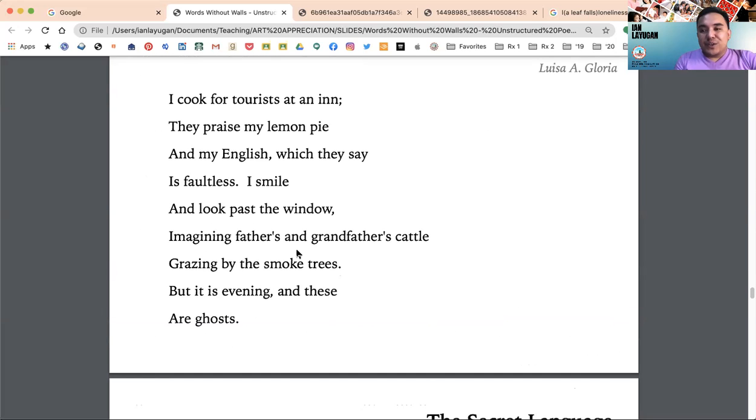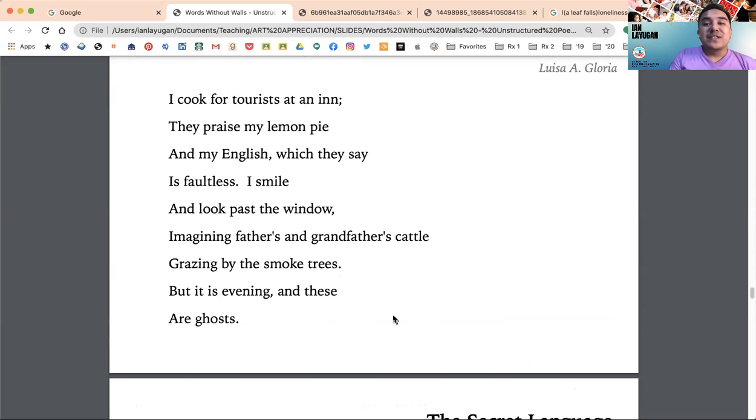So right now, what is she doing? 50 years later, she is cooking for tourists at an inn. They love her lemon pie, something that the Americans taught us. And my English, which they say is faultless because she had an American teacher. That's why her English is great. I smile and look past the window, imagining fathers and grandfathers' cattle grazing by the smoke trees.